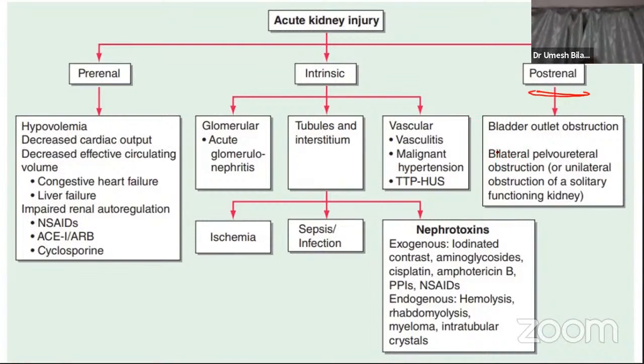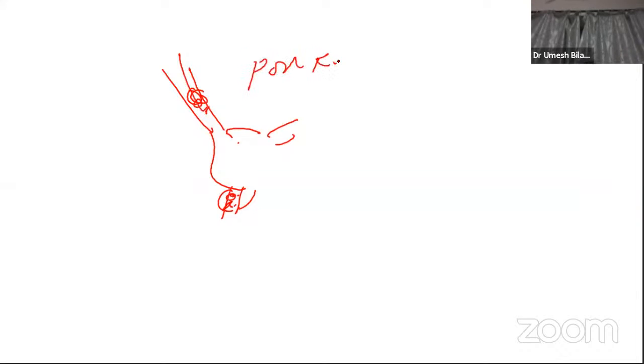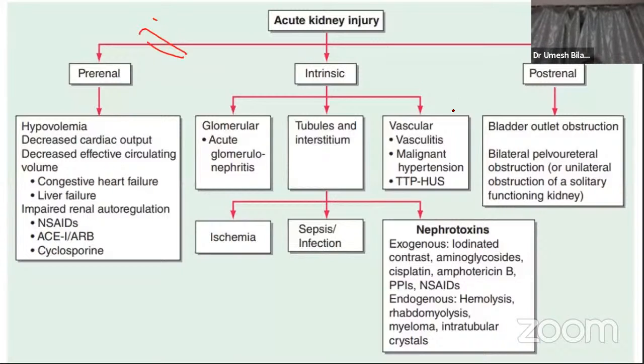In post-renal, what do we mean by obstruction, students? Post-renal obstruction could be in the ureter or in the urethra, like a prostate, stone, or stricture. All these things can cause post-renal AKI.